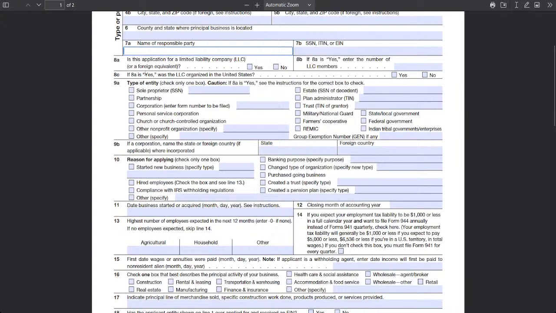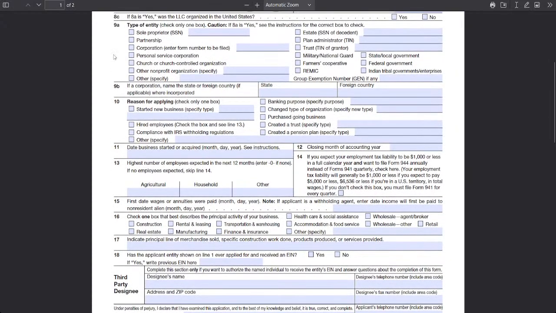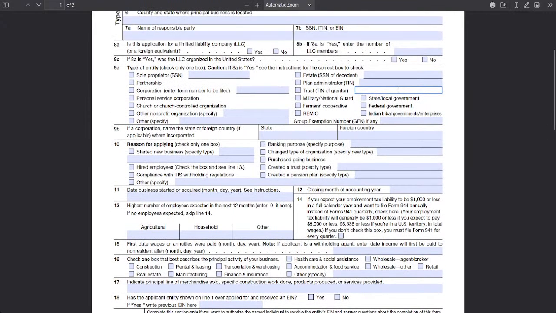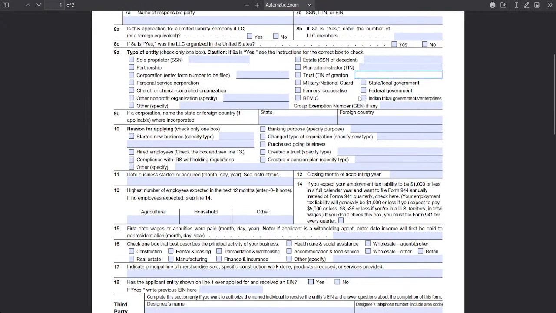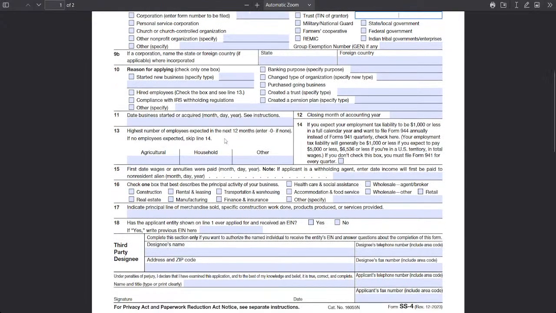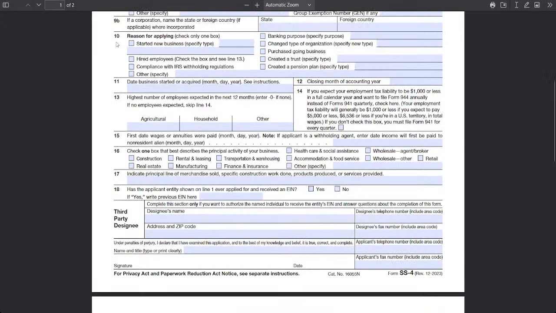Is this application limited? I'm skipping that because you lost me. Limited liability? No, it's a trust. Type of entity. It's a trust. And then they want the TIN of the grantor. Tax identification number. And if you put it up here, they'll use that. If a corporation, I'm done with that, because why? It's a trust. Reason for applying. Start a new business. And this is geared toward business. So, there's trust in here, but here we created a trust.